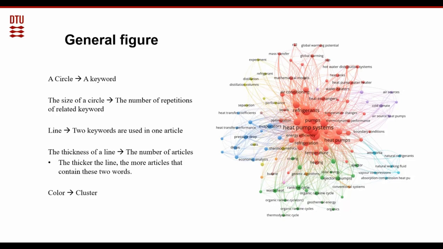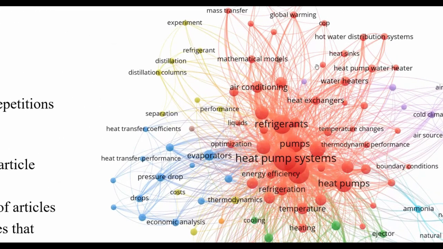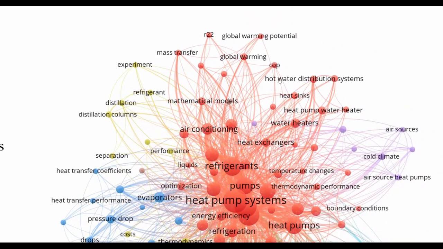How we can analyze it, we will talk about later, but at first I want to explain this figure. You can see a lot of circles. Each circle represents a keyword, because I generated this figure based on the co-occurrence of keywords of almost 200 papers. The size of the circles represents the number of repetitions. That means the bigger the size, the more papers that keyword is used in.